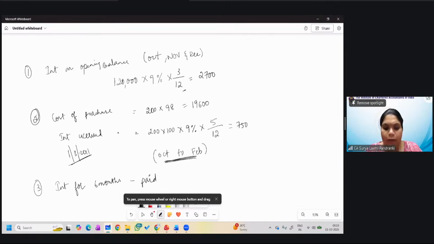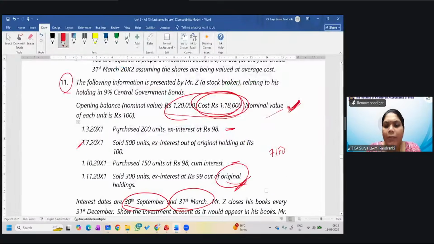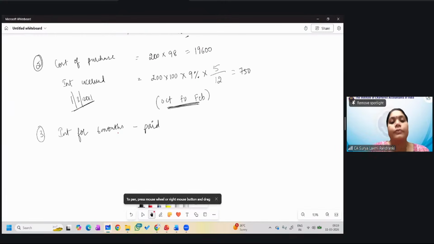No, they told only every September and March. It is clearly given in the question. Interest dates will not change. They told interest is paid every 30th September and 31st March. So the last was 30th September only, no? Okay, then for interest we have to calculate from October to February. March we are not considering because it is 1st March.